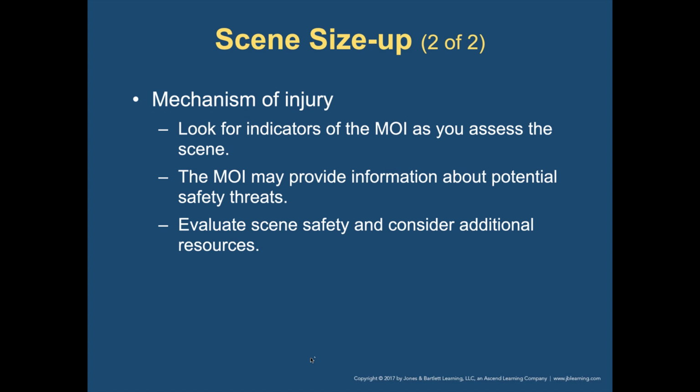So we always start with scene safety. Always, always, always. Does not matter what you're doing. Scene safety, BSI, doing your scene size up. If you're dealing with trauma, especially where you think violence might have been involved, make sure you're on your A game with your scene safety. Try to figure out if the weapon is still on scene or the assailant is still on scene. Your patient may be violent as well, because a lot of times it takes two to fight. Otherwise it's just one guy getting beat up.